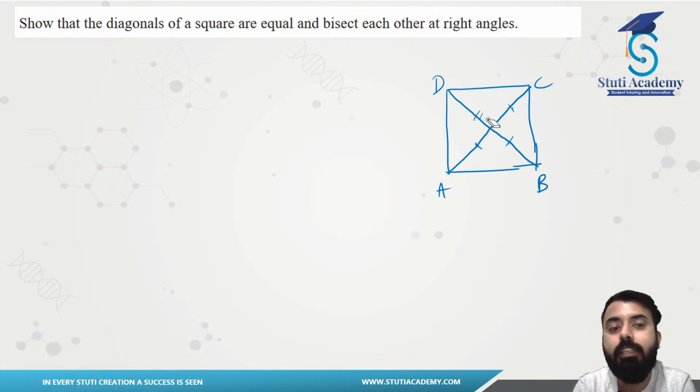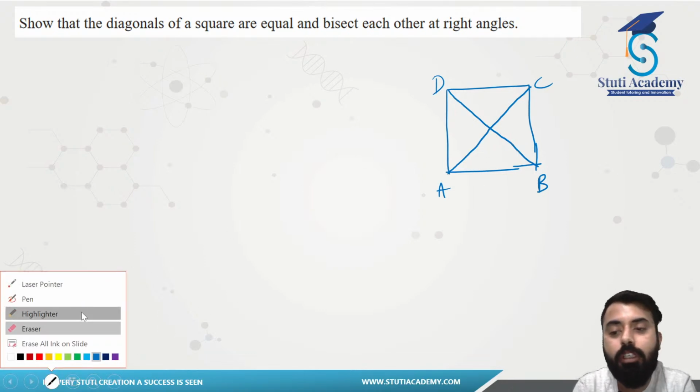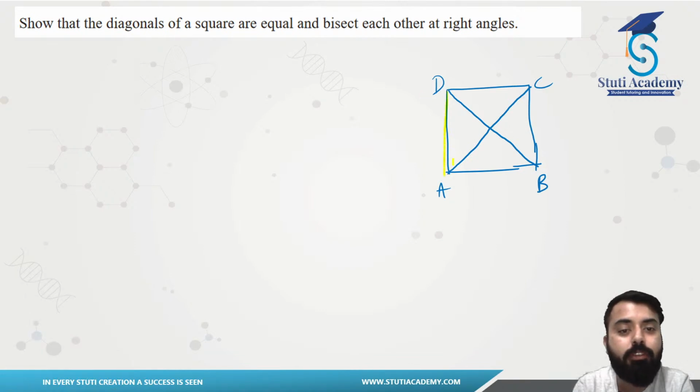Since you guys already know it is a square, then what can you say if I take these two triangles? Let's start with this one. Let's say this is the first triangle. And let's say I take this one as well.